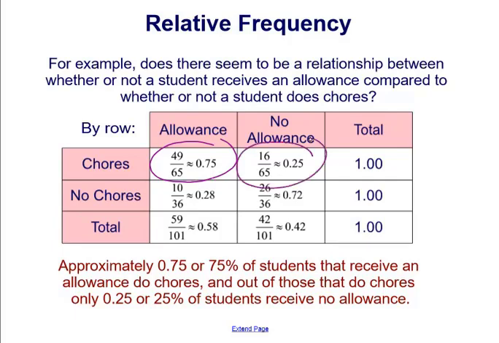So we can compare and see that more students who do chores receive an allowance, and there's a very small or a lesser amount of students that do chores and receive no allowance. We can compare them.